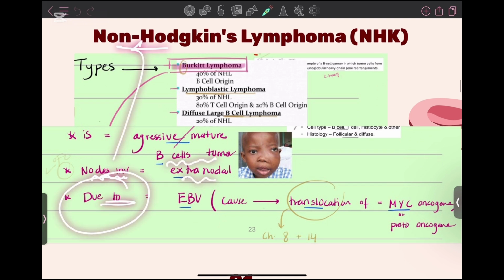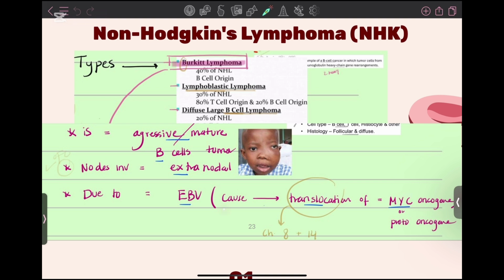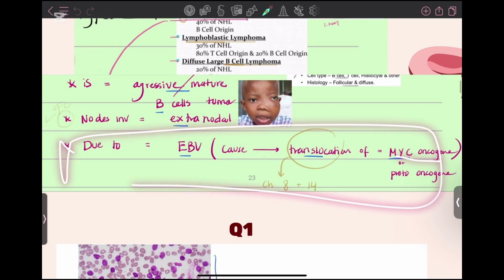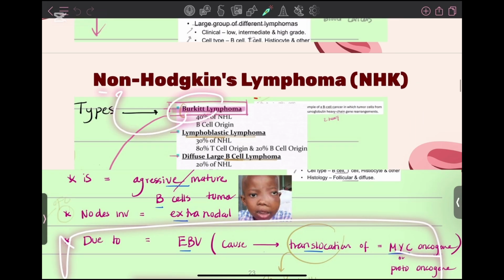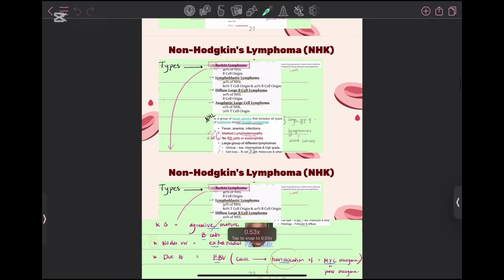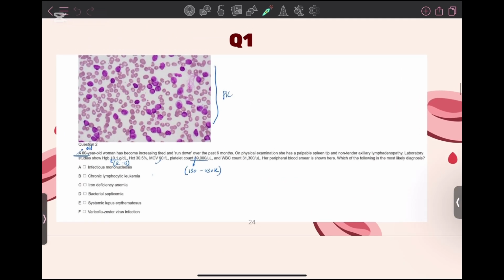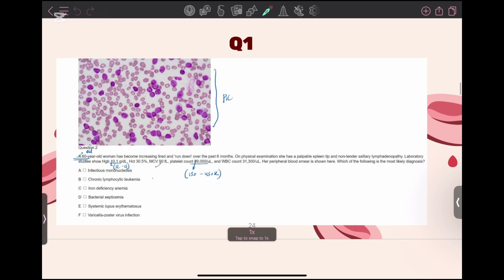It is due to an infection, the Epstein virus, which causes a translocation between chromosome 8 and chromosome 14, and you would see the MYC oncogene. This is very important to know. It's non-Hodgkin. These are questions for you to know. The answer over here is B.